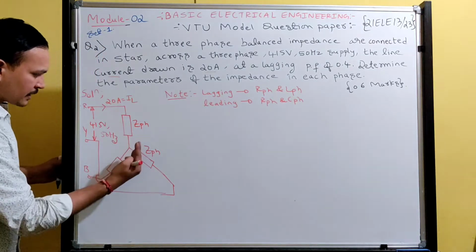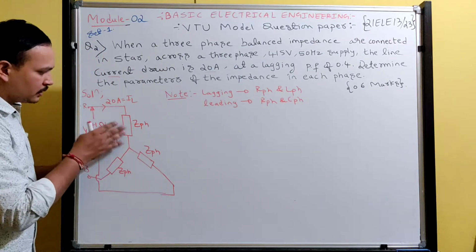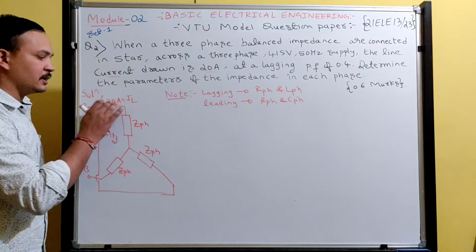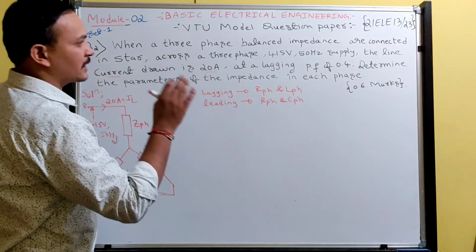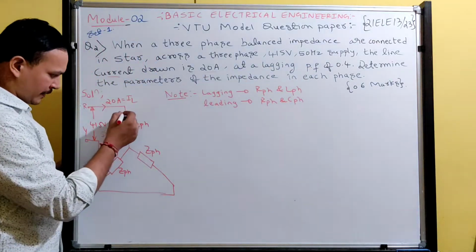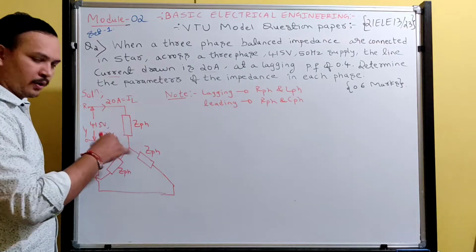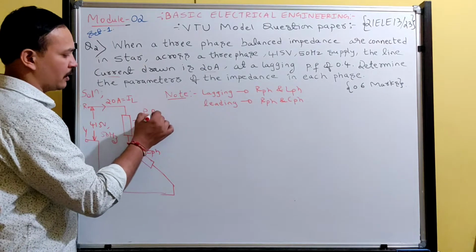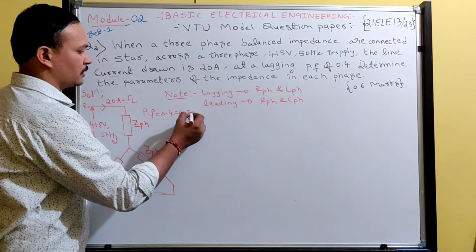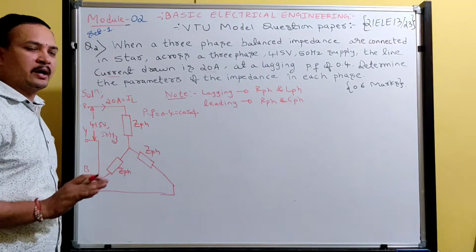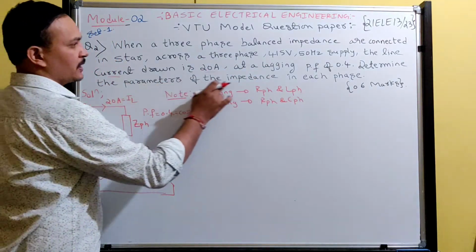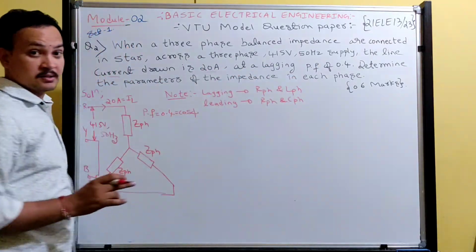When this load is connected to the supply, the load receives a current of 20 ampere, so that current is the line current. They are asking at a power factor of 0.4. So the power factor of this entire load is 0.4. What is this 0.4? Nothing but cos phi, the value itself is 0.4. Determine the parameters of the impedance in each phase.